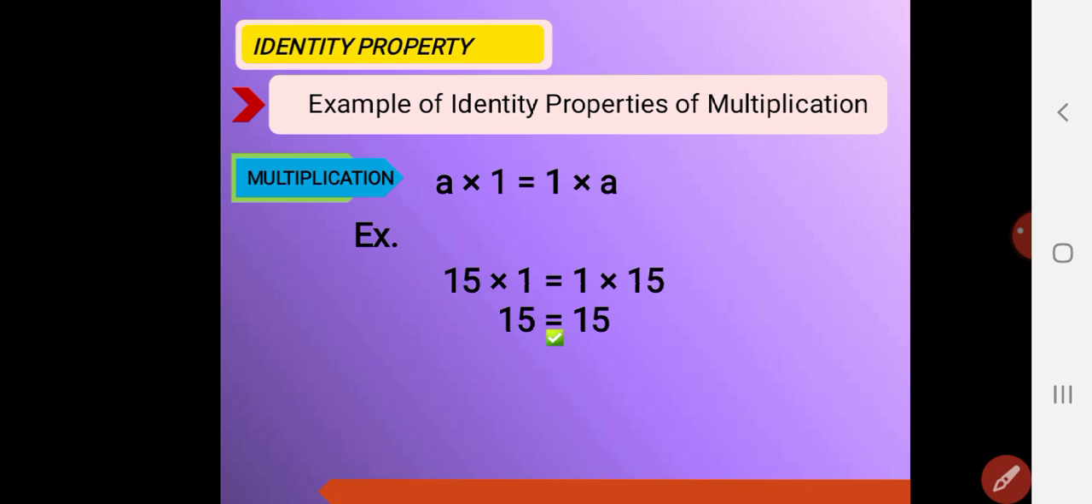Next. Example for identity property for multiplication. A times 1 is equal to 1 times a. Mao na siya ang identity property for multiplication. So, example is 15 times 1 is equal to 15. So, sa pikas pod is 1 times 15 is equal to 15. So, both sides are equal.